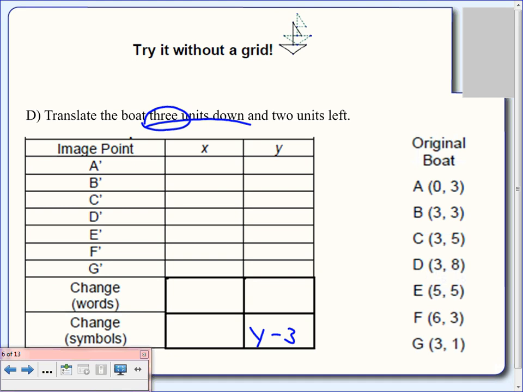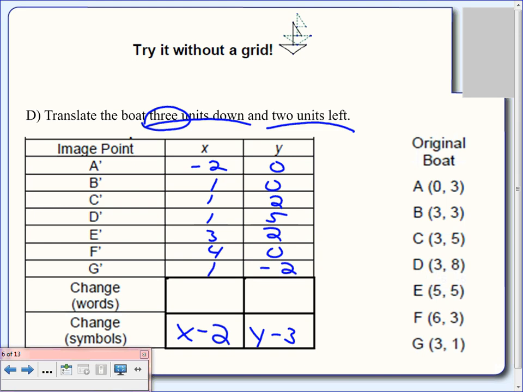Next one says we want to move the graph 2 units to the left, which means we're going to have to do what to the X value? Minus 2. So this is what we should be doing to the ordered pairs. Subtracting 2 from the X and subtracting 3 from the Y. So what are the new ordered pairs? -2, -2. 0, 1. 1, 2. 1, 5. 3, 2. 4, 0. 1, -2.